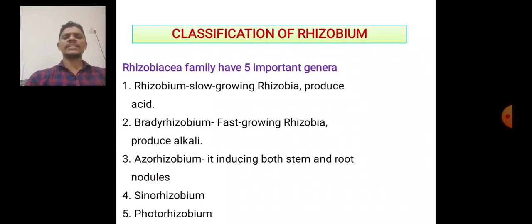The classification of the rhizobium: the rhizobium family has 5 important genera. Rhizobium, slow-growing rhizobia, produce acid, and Bradyrhizobium, fast-growing rhizobia, produce alkali. Azorhizobium induces both stem and root nodules, and then there are Sinorhizobium and Photorhizobium.